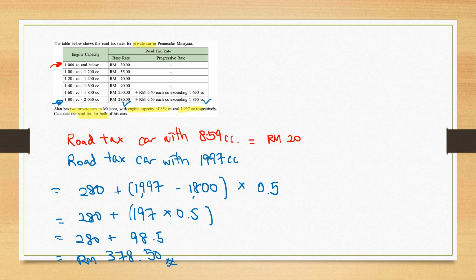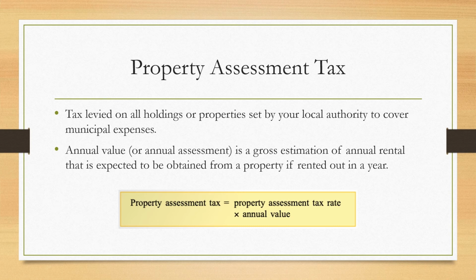Moving on, property assessment tax. It is a tax levied on all holdings or property, set by a local authority to cover municipal expenses. It's based on your location and type of property. Example properties can include residential houses, industrials, commercial buildings, and vacant lands. Alright.